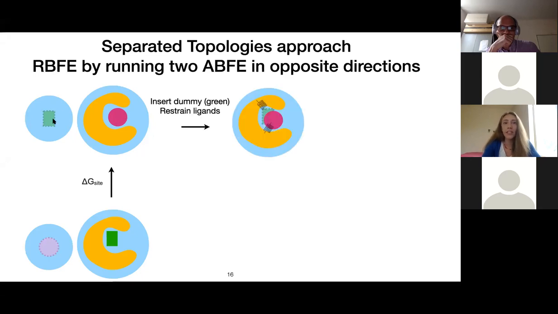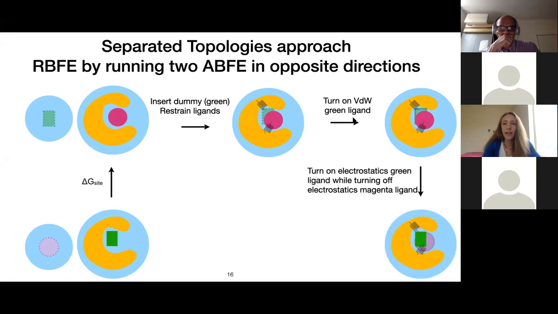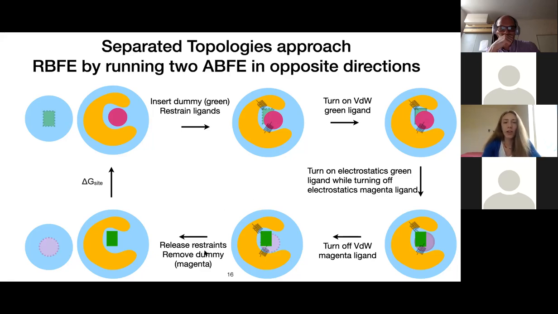We then first insert this dummy ligand and restrain both ligands. We turn on the van der Waals on the green ligand, then charge the green ligand while at the same time turning off the electrostatics of the magenta ligand, then turn off the van der Waals of the magenta ligand so that it's now a dummy in the binding site, release the restraints and remove the dummy into the solvent, where we then perform the hydration free energy calculations.